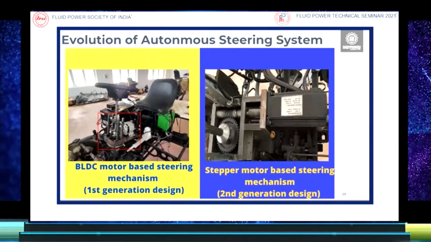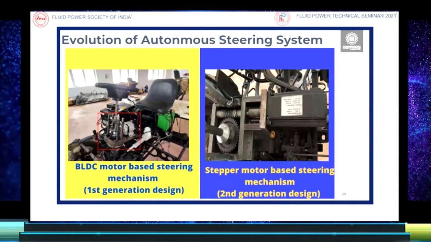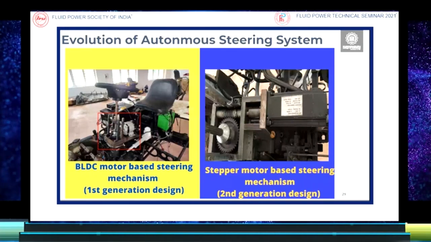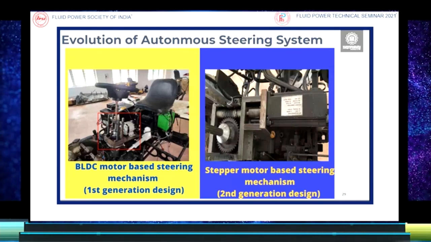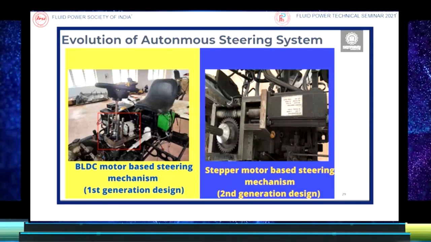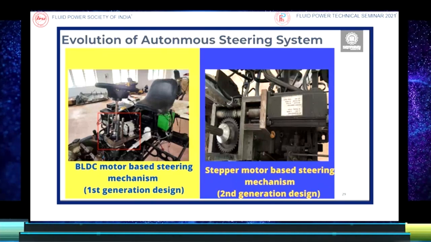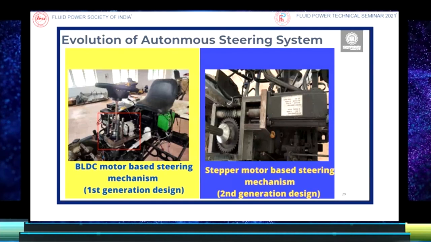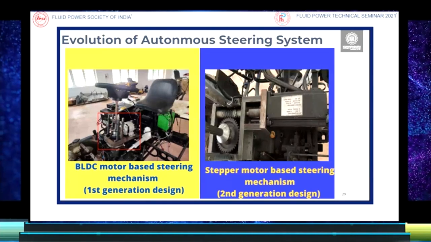So this is our evolution of the autonomous steering system. The first generation, which is very common now, everybody is talking about the BLDC motor. So we tried with a BLDC motor. We failed with many BLDC motors because of the mismatch between the driver and the BLDC motor. So that is one problem. The second problem is the time, which I'm going to show in the next slides.